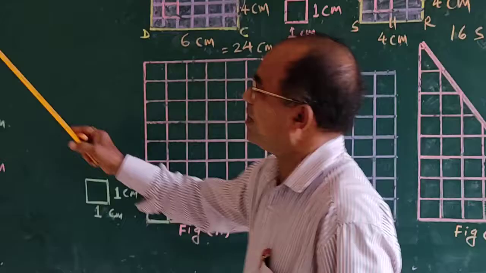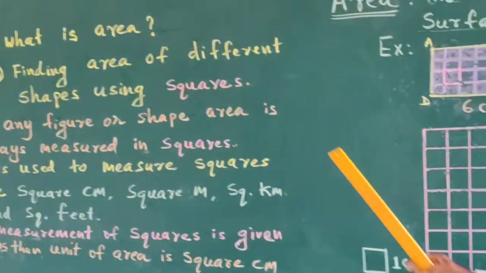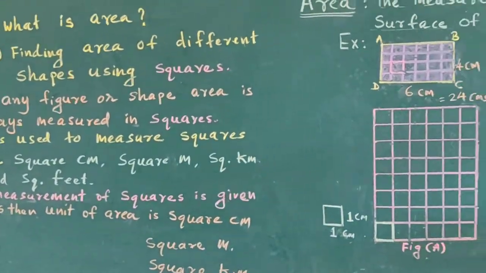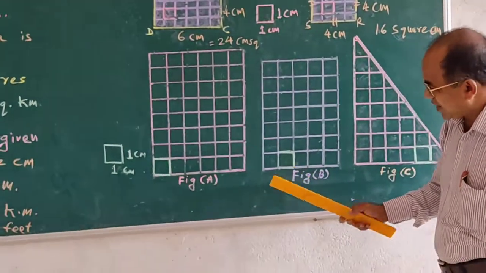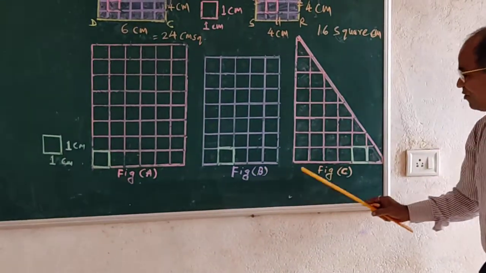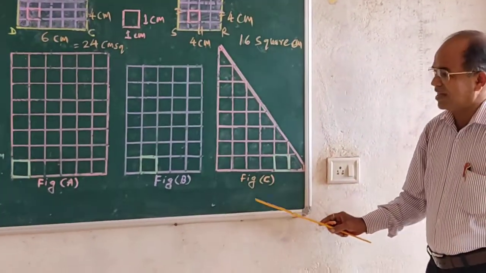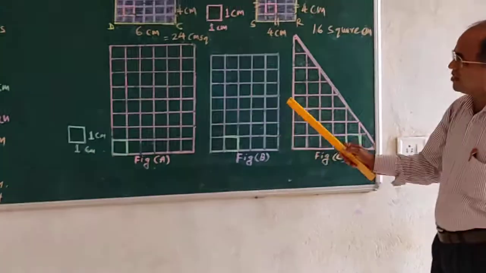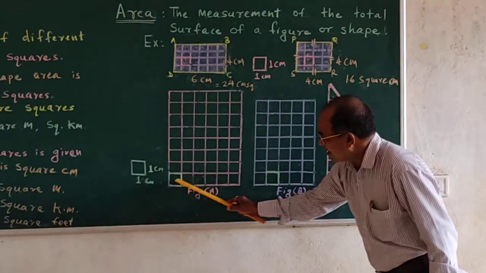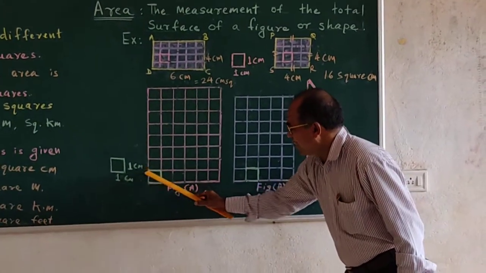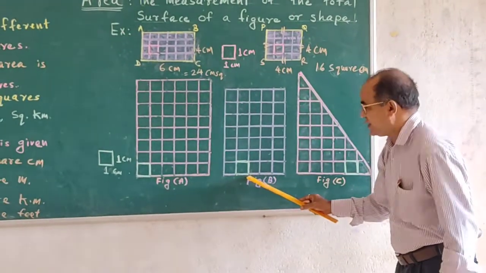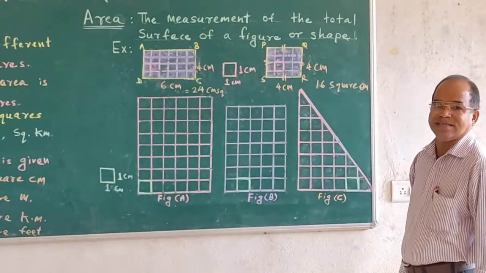So the first concept we have cleared, that is, what is area. Now we are going to discuss the second concept, finding the area of different shapes using squares. You can see here three figures are given, figure A, figure B and figure C. In all these figures squares are made, and each square is of 1 centimeter. That means one square's length is 1 centimeter and breadth is also 1 centimeter. So each square is of 1 centimeter.